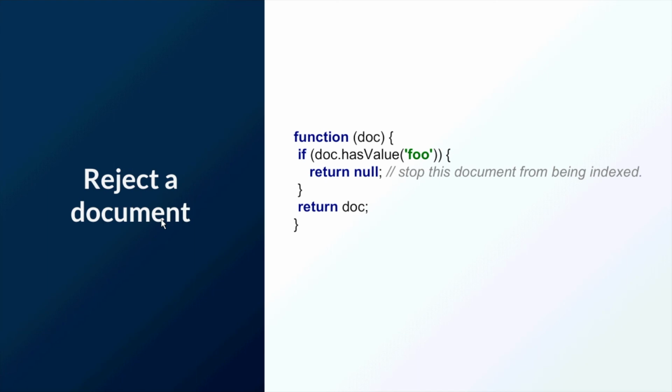Sometimes we are indexing something and we see something that we don't like in our pipeline stage. So here we're seeing that there's this value foo, and we apparently don't want to index documents that have this value in this field. So we'll return null, and that'll stop this document from being indexed. That's how we reject the document.